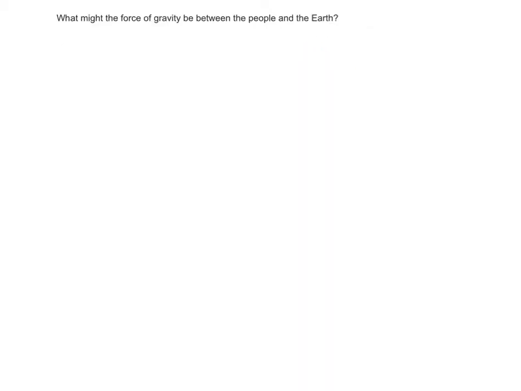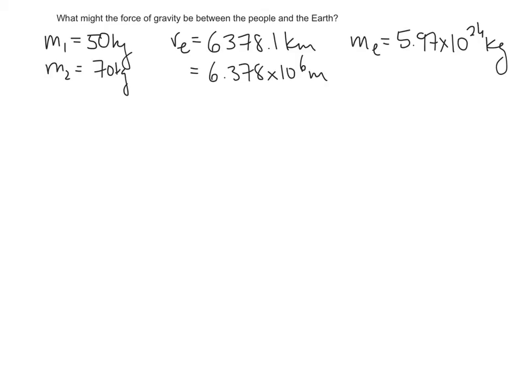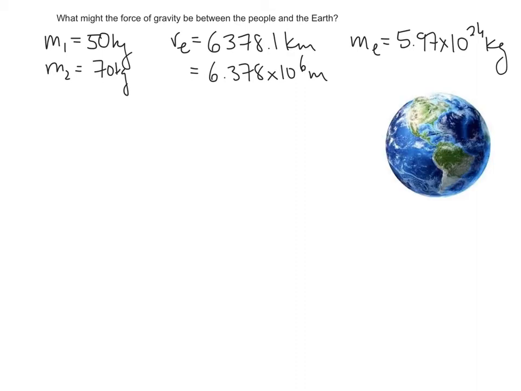So now let's look at what might be the force of gravity between the two people from the last example and the earth. So again, we want to write down our givens, and I'm just going to add in a few more values that we probably need. Okay, so here I've given you the mass of the two people, the radius of the earth, and here it's in kilometers, I've converted it to meters, and then the mass of the earth. Okay, so here's our diagram.